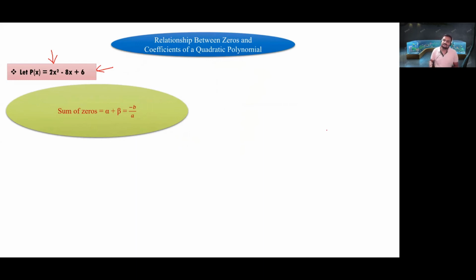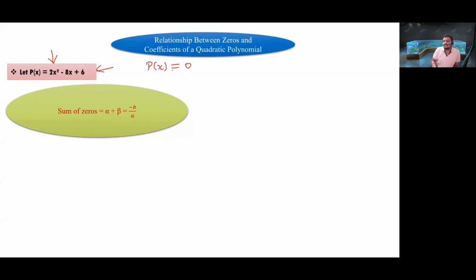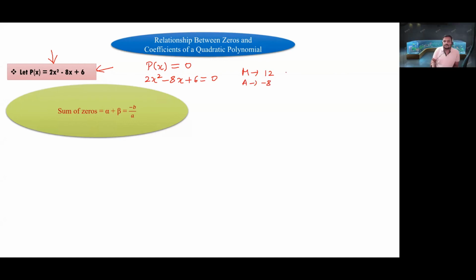Yes, Akshita. So starting we'll do by splitting the middle term. First of all, we will equate that polynomial with 0. That is p of x is equal to 0. So 2x square minus 8x. Yes, go ahead. So then multiplication must equal 12 and addition must be equal to minus 8. Absolutely correct. So tell me the two numbers whose multiplication should be 12 and addition should be -8.